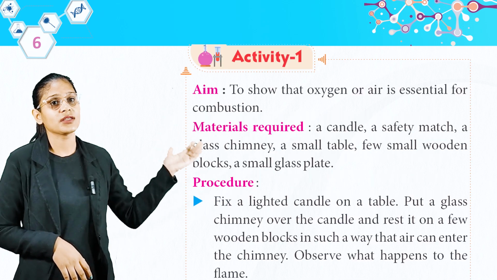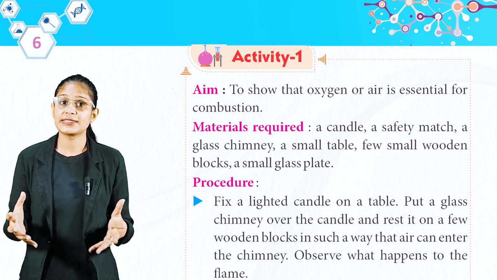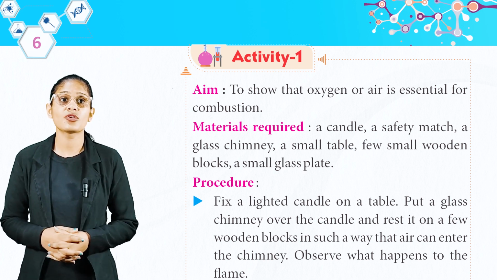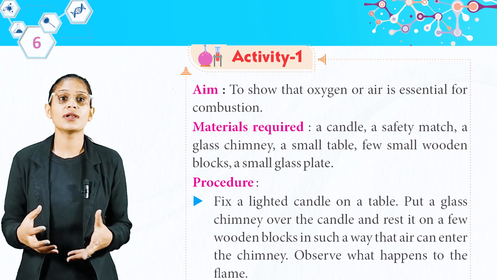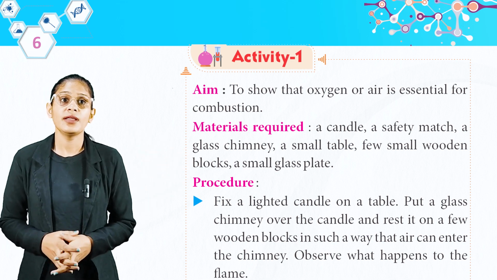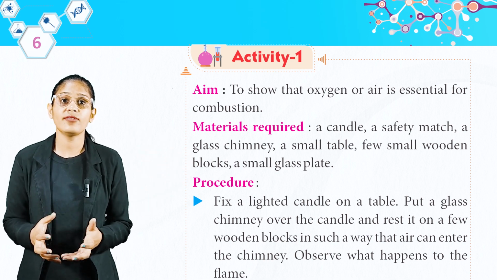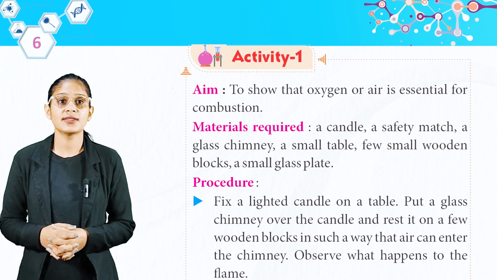Here we have Activity 1. Aim: to show that oxygen or air is essential for combustion. Materials required: a candle, a safety match, a glass chimney, a small table, a few small wooden blocks, a small glass plate. Procedure: fix a lighted candle on a table, put a glass chimney over the candle and rest it on a few wooden blocks in such a way that air can enter the chimney.